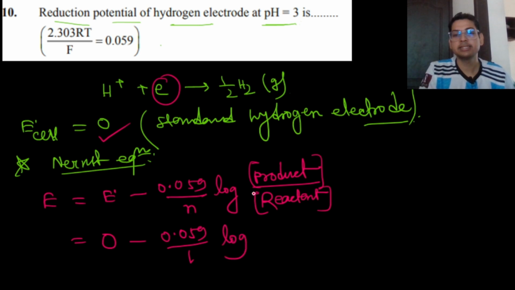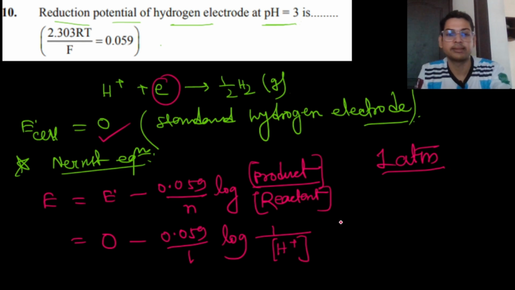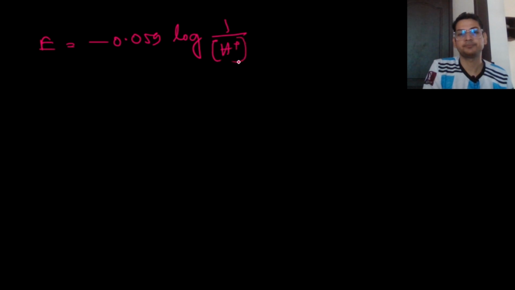Log of the product, which is H2. I am taking it at 1 atm, sir. Why? Because no value is given, so I should take it as 1 atm. No problem. By H plus, the reactant is the H plus ion. Okay, sir, I understand this term up to this part. So from here I am writing this again on the next page. So E equals minus 0.059 log 1 by H plus, you got.